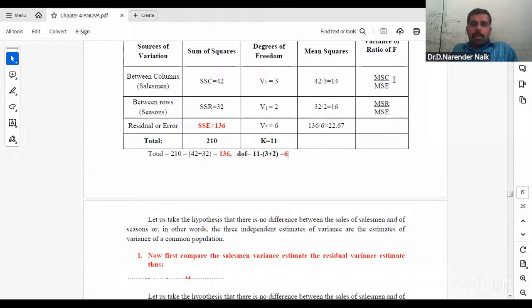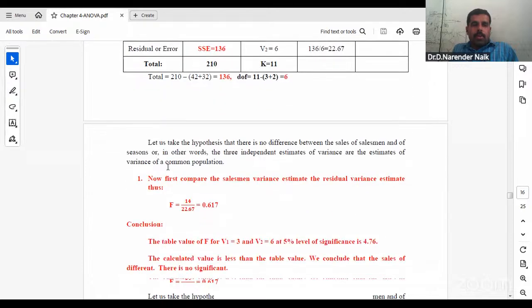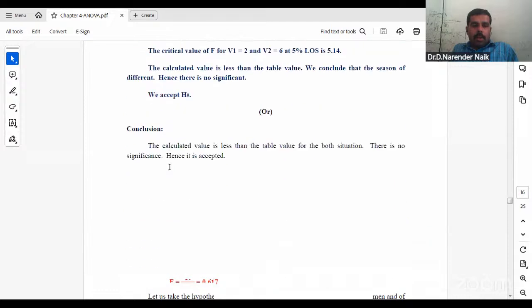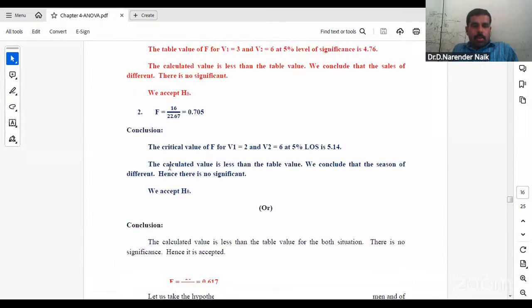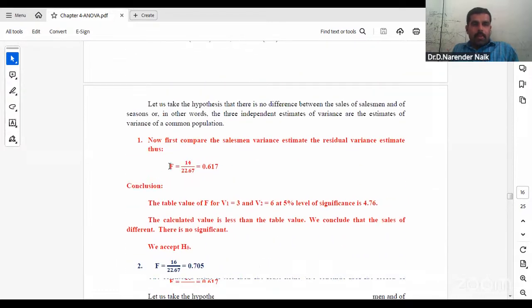So MSC divided by MSE. This is the MSE value. This is 14 and this one. Then the next one is 16 and this one. Okay. Two times we have done our calculation. See, conclusions we have to write. Okay. So you observe, I will take one more minute. My dear students, this is the last topic. So we completed this chapter completely.